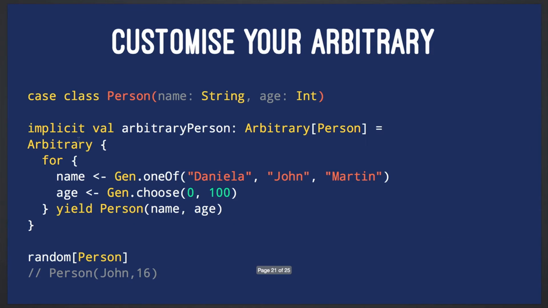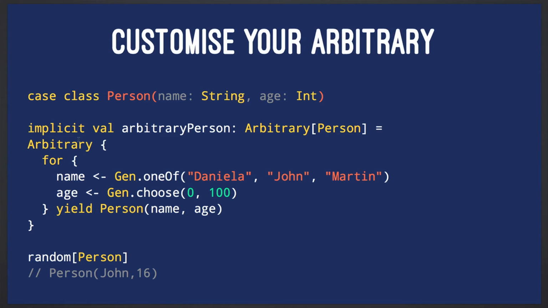But what if you are happy with the way a type is generally defined, but you're not happy of how that type is defined within a case class? You can still do it. So for example, we have this case class that is a person with a name and an age, and we just define that an arbitrary is composed by a name that is one of Daniela, John, Martin, and an age that is an int between 0 and 100. So there is a little bit of configuration still to do.